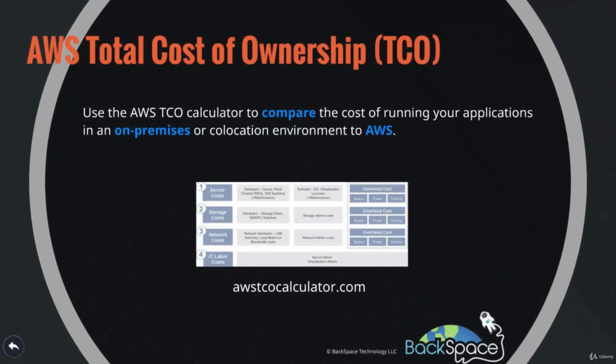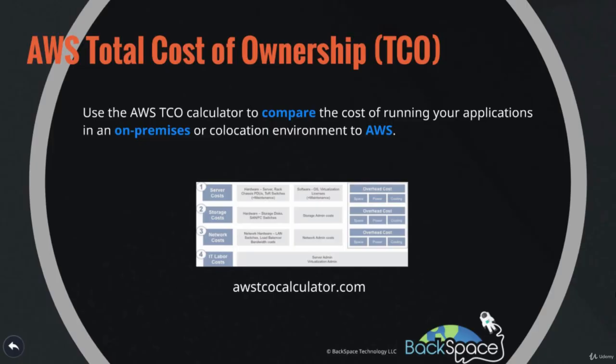The AWS Total Cost of Ownership, or TCO for short, the AWS TCO calculator allows us to compare the costs of running our applications in an on-premises environment or a co-location environment as opposed to running it on the AWS cloud. And it is very good at identifying those costs that are hidden within overheads, that are hidden within IT labor and all these sorts of costs that you may not be aware of.